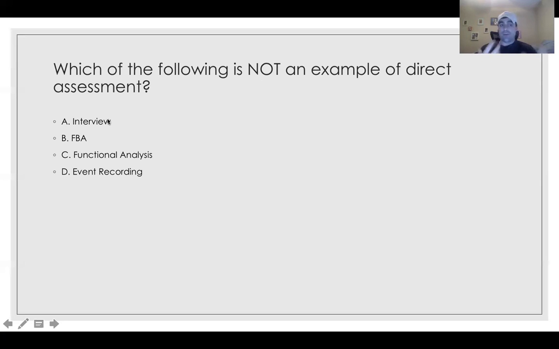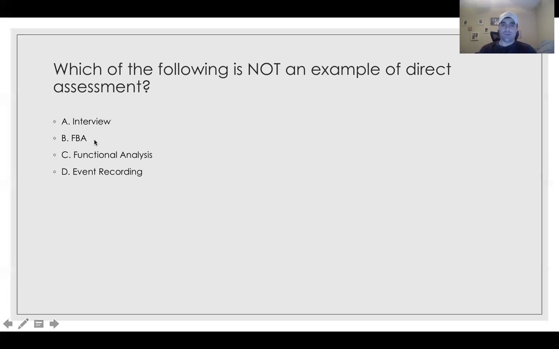Interview. When we're interviewing somebody, are we observing the client? No, right? We're talking to someone, a mom or a dad or a peer or whoever. But we're not directly observing the client. So we're pretty sure this is our answer, right? Let's look at the rest.